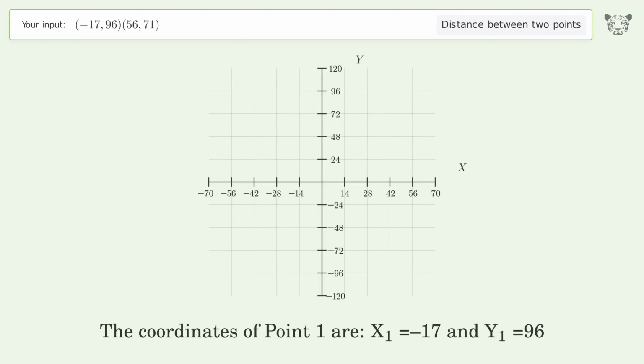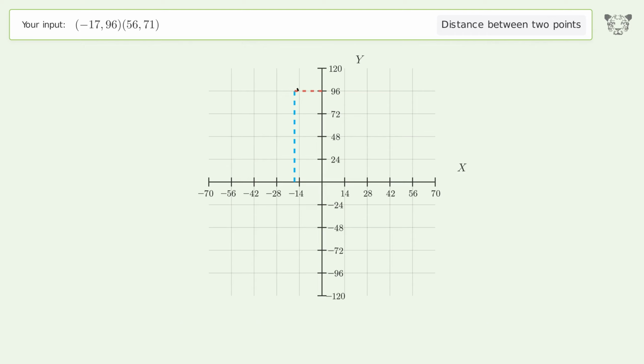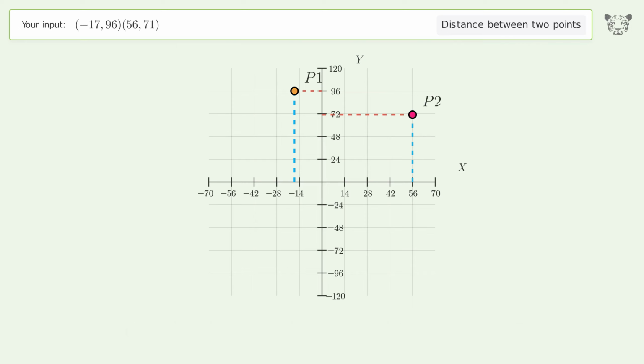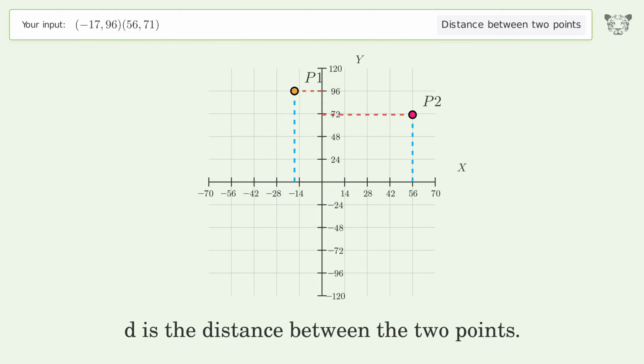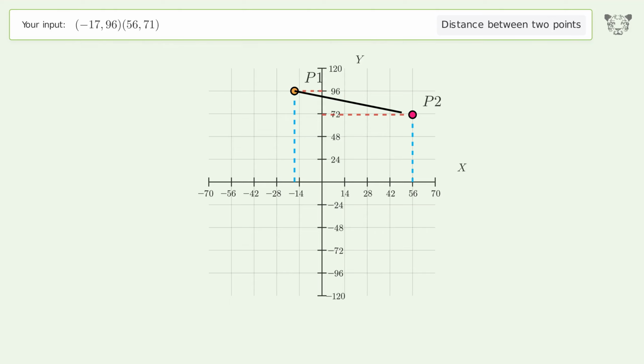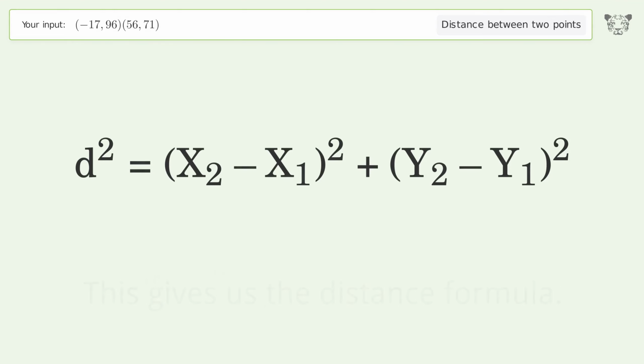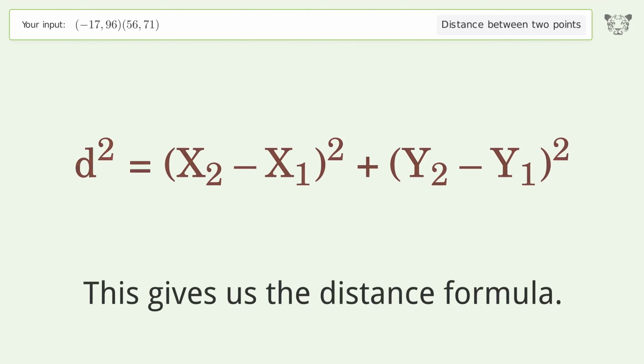The coordinates of point 1 are, x1 equals -17 and y1 equals 96. The coordinates of point 2 are, x2 equals 56 and y2 equals 71. D is the distance between the 2 points. First, take the square root of both sides of the Pythagorean theorem. This gives us the distance formula.